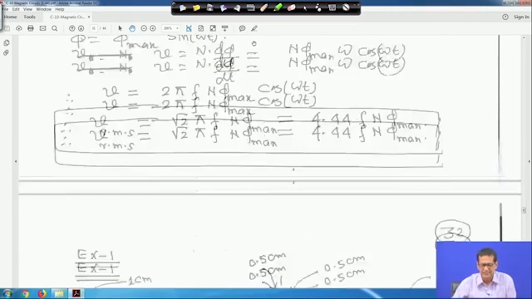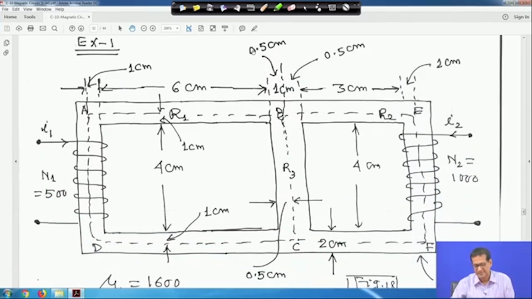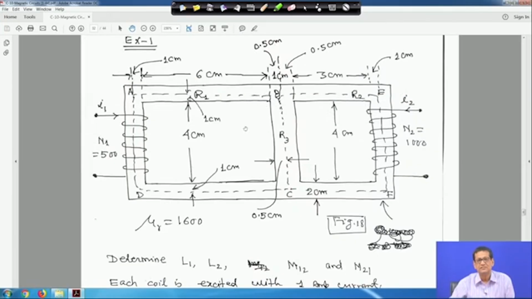Numericals are easy, the only thing is the calculation should be correct. For example, this example 1 is taken. Just hold on, let me reduce the zoom a little bit. So this is the problem. In that case, first you see the problem. It is actually what is given that you have to find.